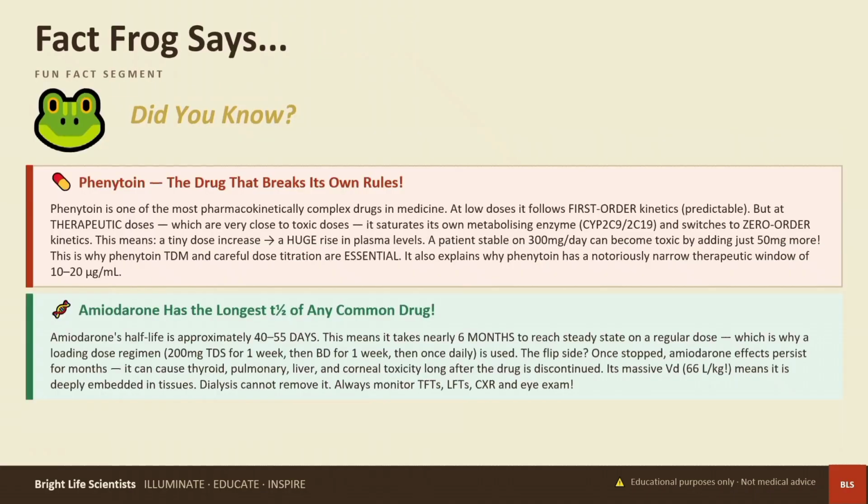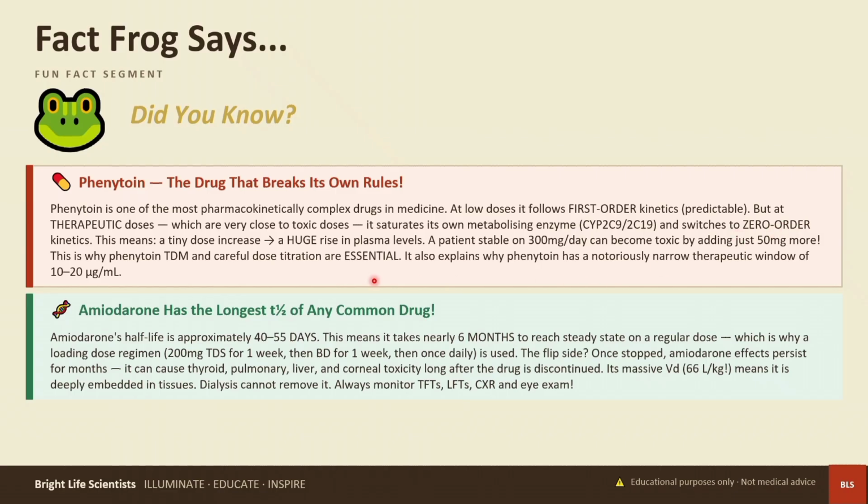And now, the moment you've been waiting for. Fact Frog says, did you know? Fact 1. Phenytoin, the drug that breaks its own rules. Phenytoin is one of the most pharmacokinetically complex drugs in medicine. At low doses, it follows first-order kinetics, predictable. But at therapeutic doses, which are very close to toxic doses, it saturates its own metabolizing enzyme CYP2C9 and 2C19 and switches to zero-order kinetics.